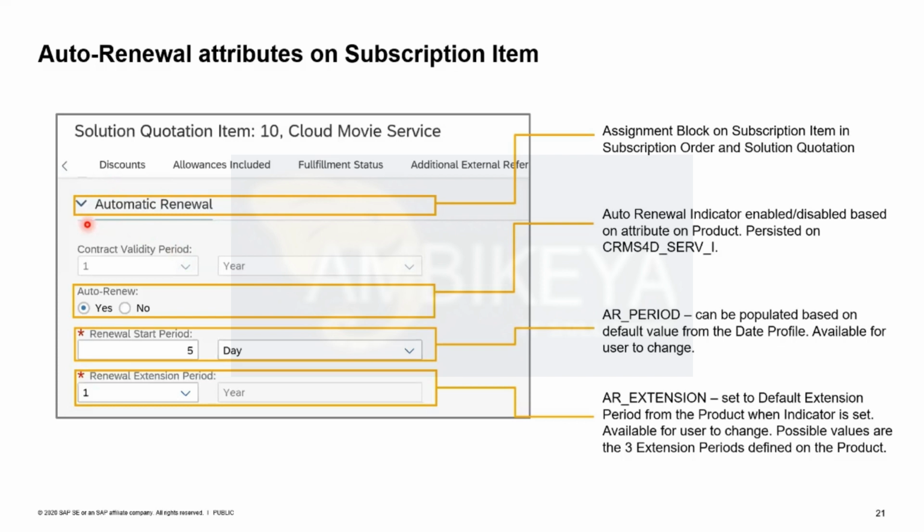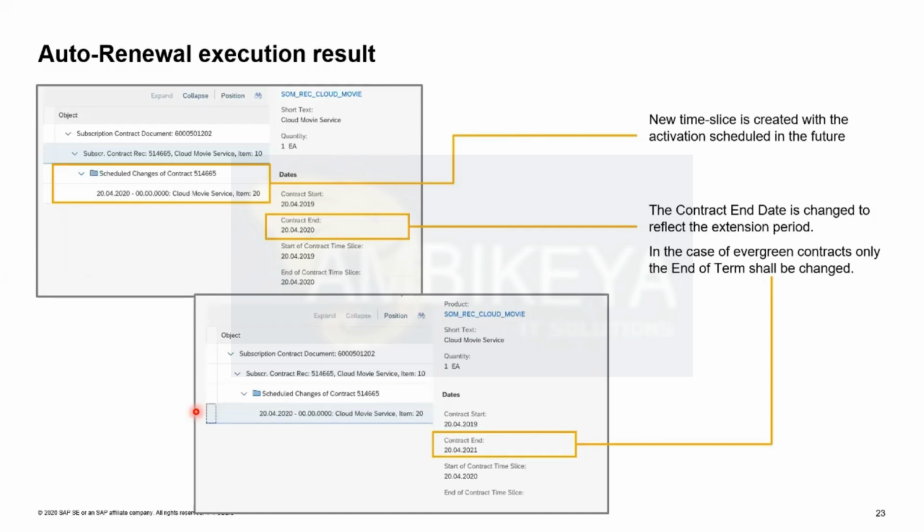I can go to this assignment block auto renewal, where I can change this auto renewal required or not required, and also how many days before an expiration date auto renewal should be triggered, and what will be the extension duration. So once the auto renewal is executed, then the contract end date gets changed from 2020 to 2021 if the extension is executed for 1 year.